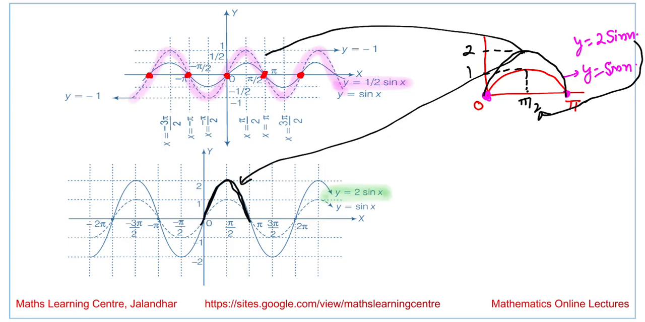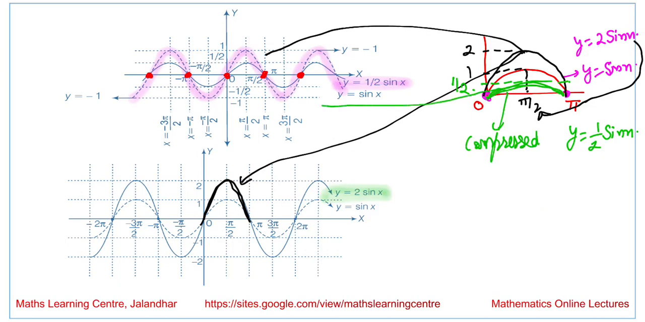Now if we are talking about y is equal to 1 by 2 times sin x, earlier the value was 1, now the value should be 1 by 2. So the graph of this function will be compressed. This is the portion of the graph corresponding to y is equal to 1 by 2 times sin x, and this portion is compressed.